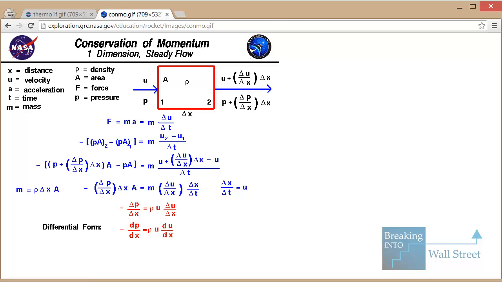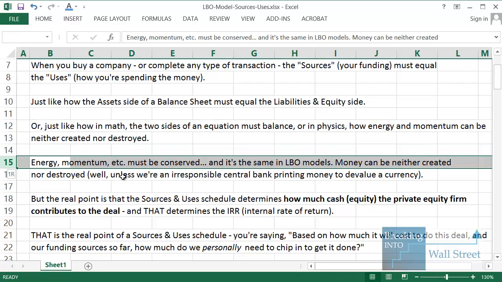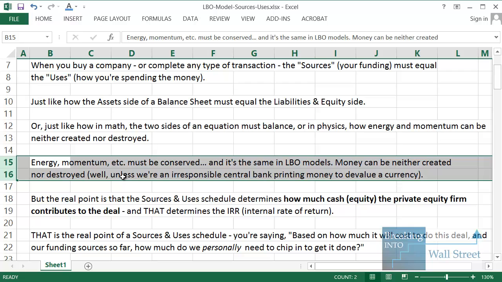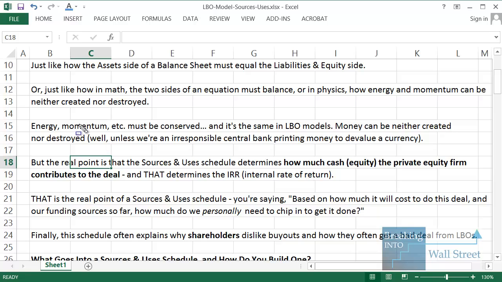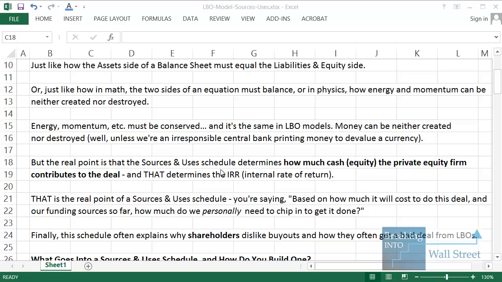And it's sort of the same thing with the sources and uses schedule. In this case, we're not talking about energy or momentum or math, but money can be neither created nor destroyed. Now, sort of tongue in cheek, yes, central banks have been known to print money irresponsibly, rampantly, to devalue currency. So that is one exception. But companies and private equity firms can neither create nor destroy money. And that's what we're dealing with here. So that's why it matters.